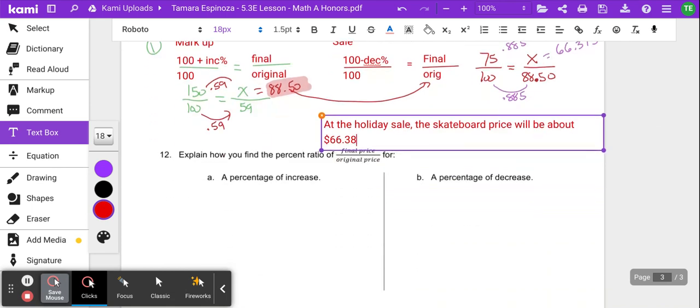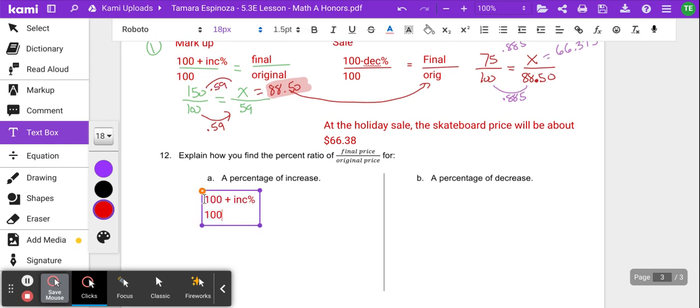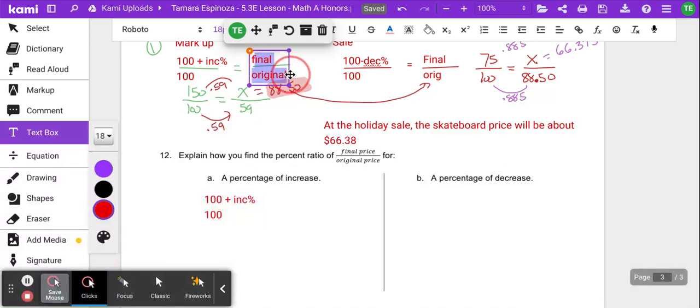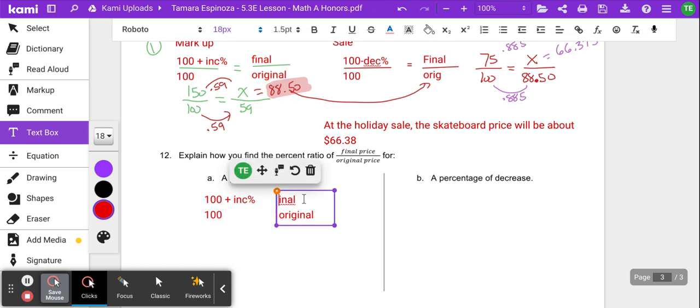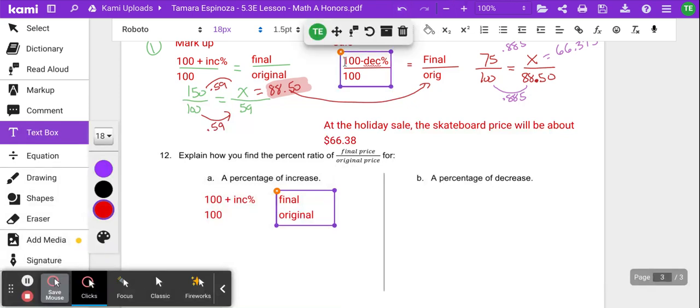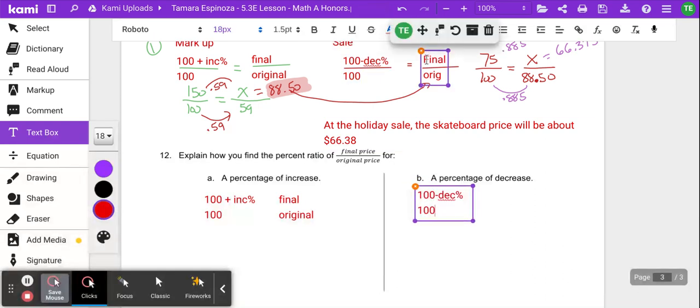Okay, so again, this is just putting in our formulas that we've written 5 million times now. So control copy. This is what should go on your note card. If we want to increase, we have to do 100 plus the increase equals final over original. And if it's a discount, then we have to do 100 minus the percent decrease equals the final over the original.